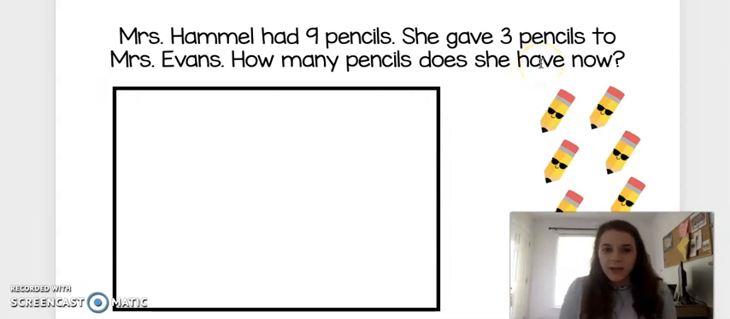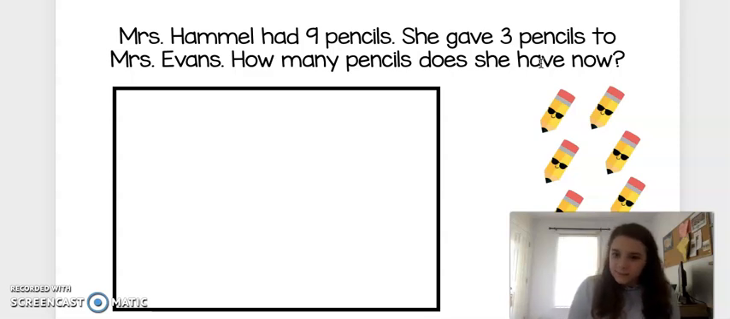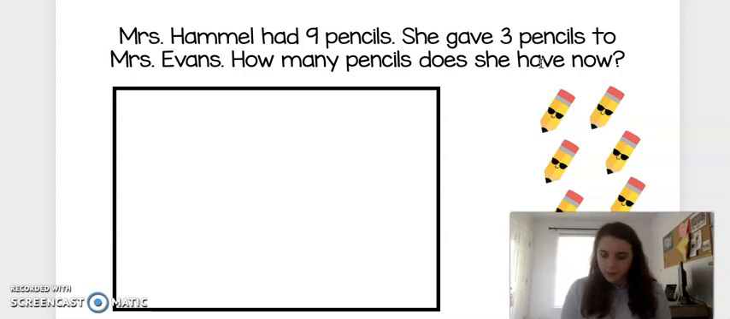Let's read our first one. Mrs. Hamill had 9 pencils. She gave 3 pencils to Mrs. Evans. How many pencils does she have now? So this is a long story problem. There are lots of words. So we need to figure out what's important and what's not so important.